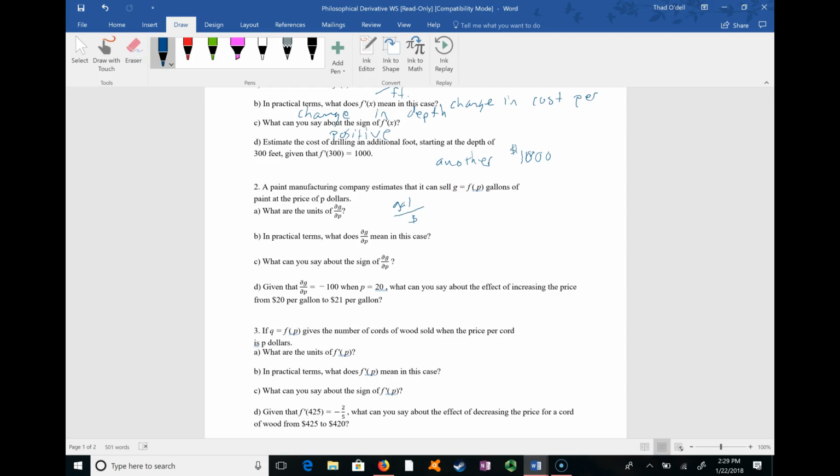In practical terms, what does that mean? It's telling me the change in number of sales per price increase. So how many more or less gallons I might sell if I increase the price of a gallon of paint $1. What can you say about the sign? We've talked about this in class. It could be positive if the price is too low, and negative as price gets too high.